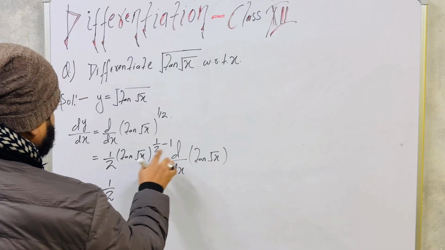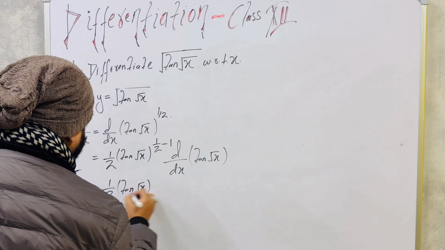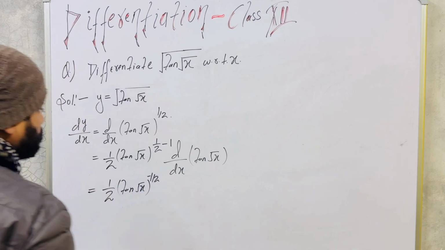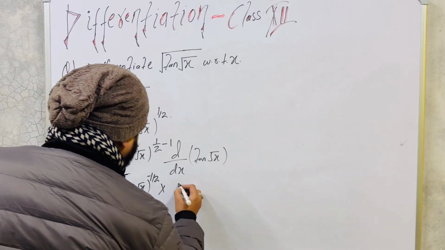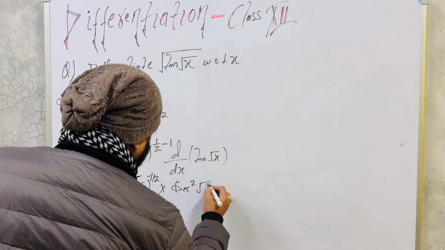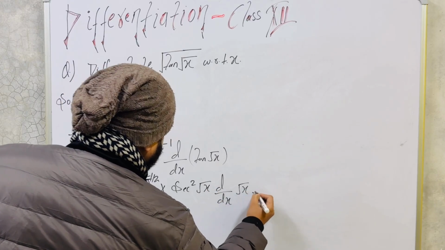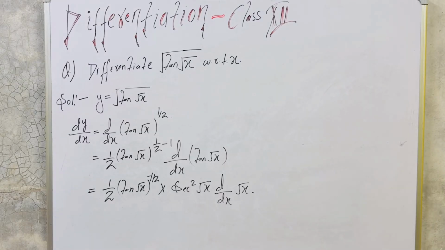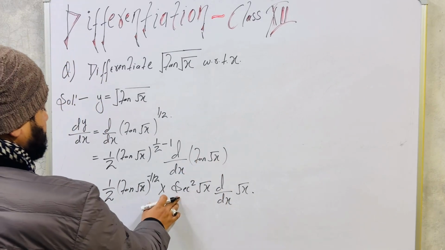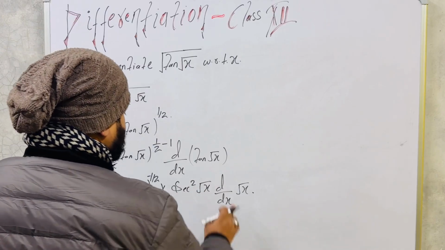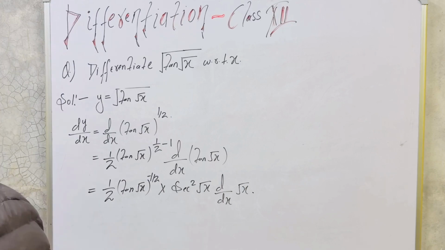Now the 1 upon 2, that is tan under root x to the whole power 1 by 2 into d by dx of tan under root x, and that is sec square under root x. Again we have differentiate d by dx under root x. Okay, the differentiation of tan x is sec square x. Okay, and the differentiation of under root x, that is d by dx of under root x.